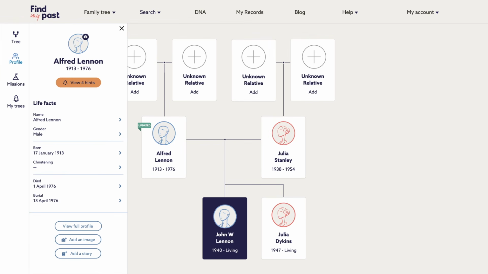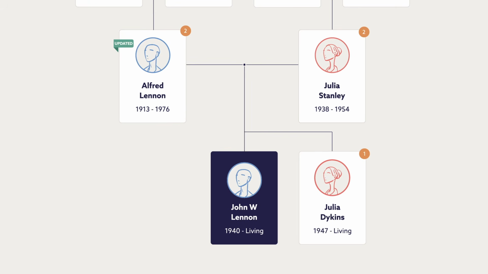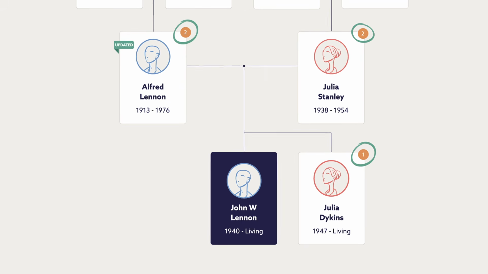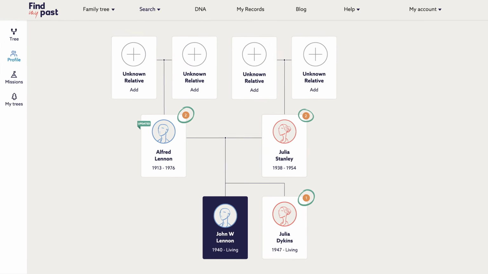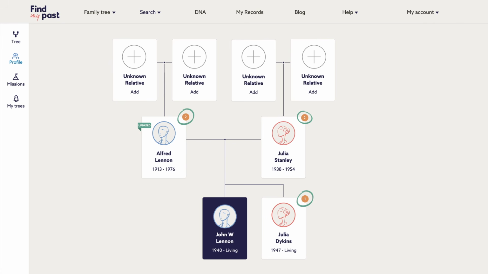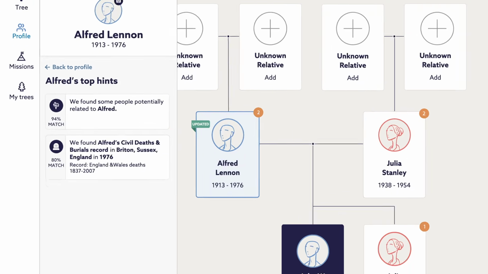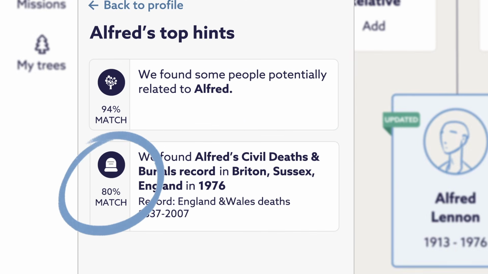Now for the fun bit. Every one of these orange circles indicates a hint. When we say hint, we mean that we think we have some useful information, but you need to review it to be sure. Nothing is black and white in the world of family history. So our system tells you how sure we are about the information we found. You can see a percentage here.